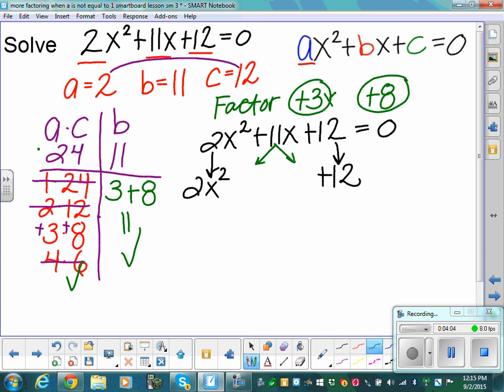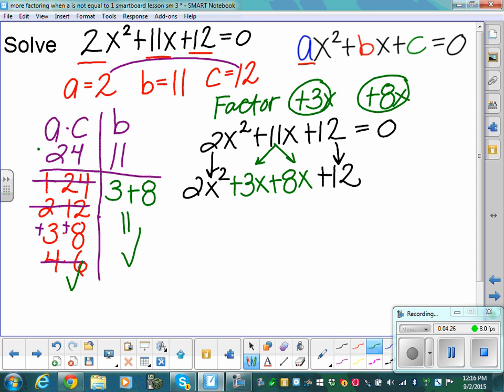So they're going to be x's. So don't forget, we have plus 3x plus 8x. Now we could have put plus 8x first and then plus 3x next. It doesn't matter the order. Once you get to the final answer, you'll get the same thing. It's going to factor differently a little bit, but it will be the same answer, okay?